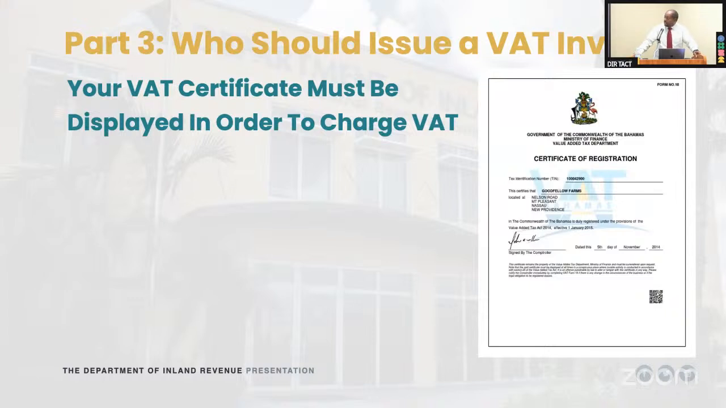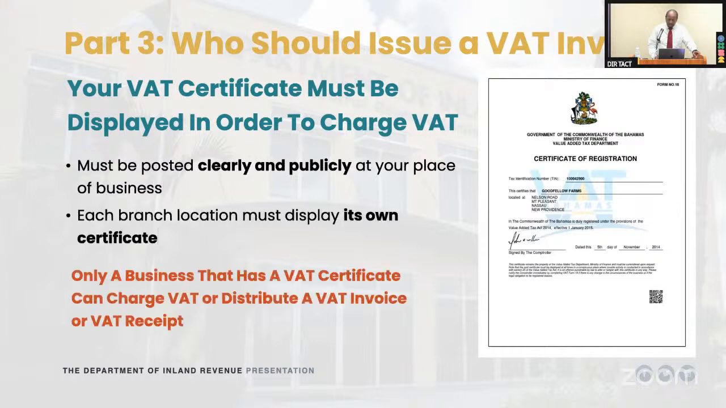So if you go into an establishment and you do not see the VAT certificate, and they cannot produce the VAT certificate, but first of all, you shouldn't even have to ask. It should already be displayed somewhere that you can easily see it when you walk into that location. If you cannot see it and they're charging you VAT, you can tell them very plainly, I can't pay this, and you don't have a right to charge me because you don't have a certificate displayed. And why is that a problem? Because only a business that has a VAT certificate can charge VAT or distribute a VAT invoice or VAT receipt.